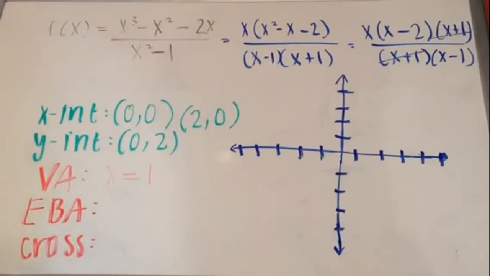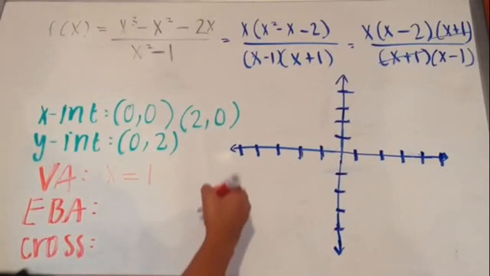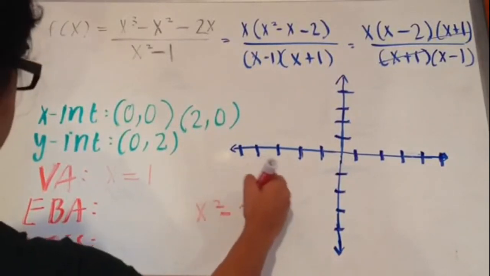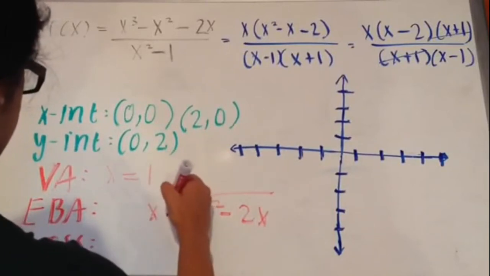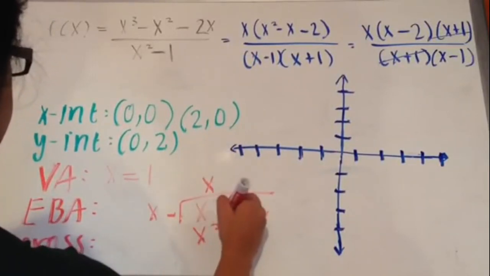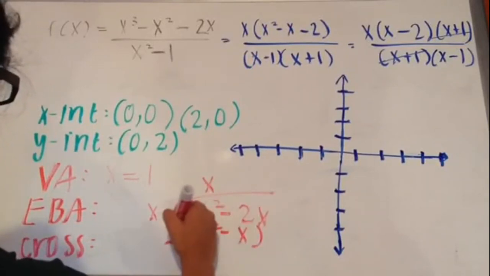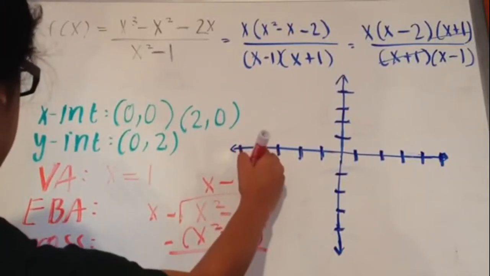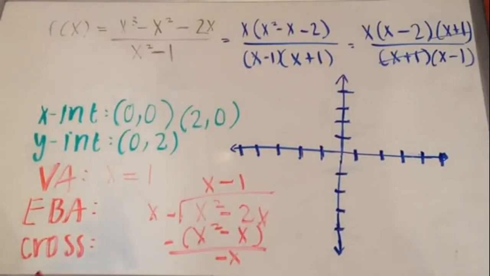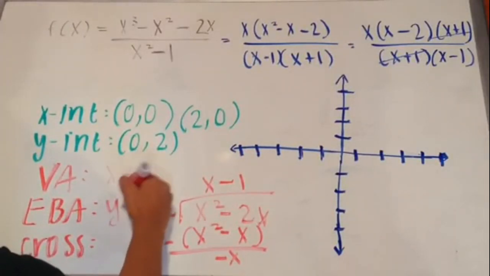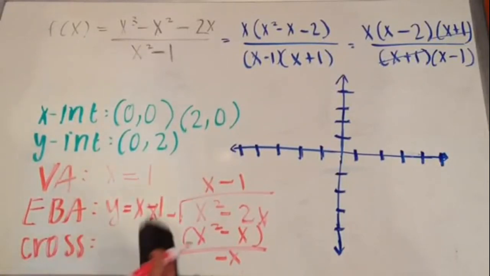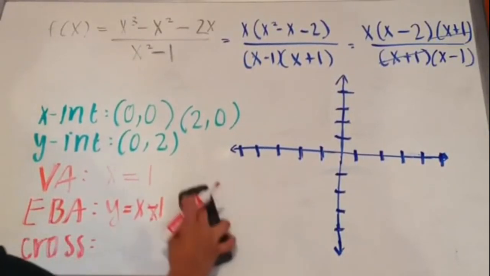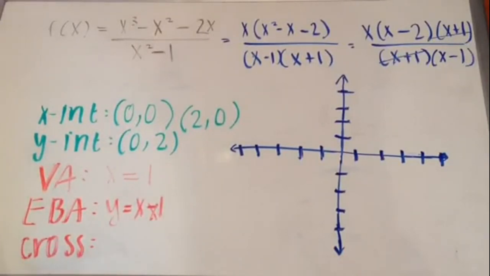The horizontal asymptote, or the EBA, is found by dividing the numerator by the denominator because it has a degree one more than the denominator. So x squared minus 2x, and you divide it by x minus 1, and you get x minus 1 as our horizontal asymptote. So y equals x minus 1 is our horizontal asymptote. And because the remainder is negative 1, and it's not equal to 0, we have no crossing points.